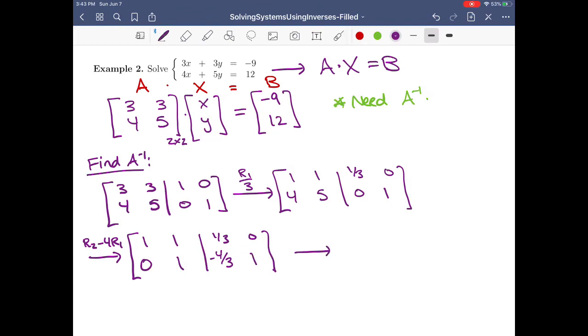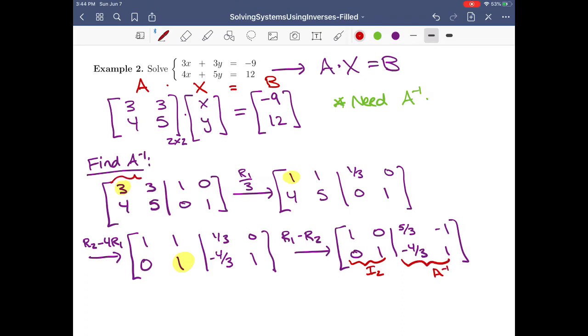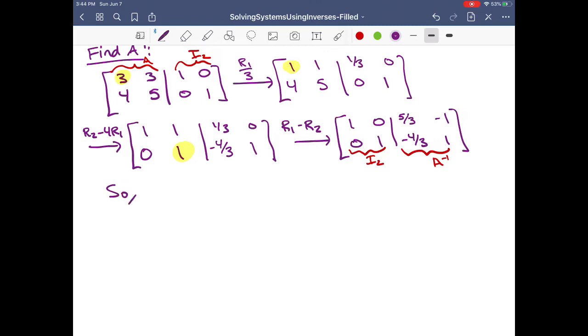Okay, now I'm pivoting around this 1 here. So I want to make the 1 above it a 0, so I'm going to do row 1 minus row 2. Now I have the identity on the left. So I have 1/3 minus negative 4/3, so that's plus 4/3, so that's going to be 5/3. And then 0 minus 1 is minus 1. Okay, so now I have the identity over here, so this part is going to be my inverse matrix. So we know that A inverse is going to be 5 over 3, negative 1, negative 4 over 3, and 1.